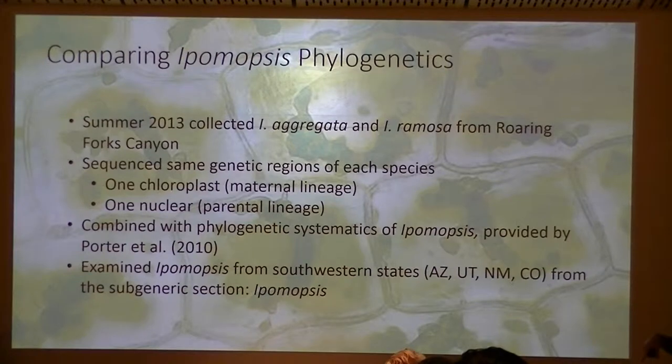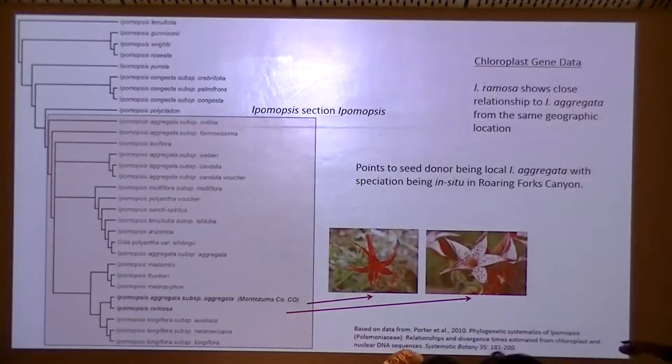of phylogenetics, and we examined it specifically in the subgenus of Ipomopsis. And this is our chloroplast gene region data, and what's most important to see here is that Ipomopsis aggregata, subspecies aggregata, and Ipomopsis ramosa share almost the exact same chloroplast genes.